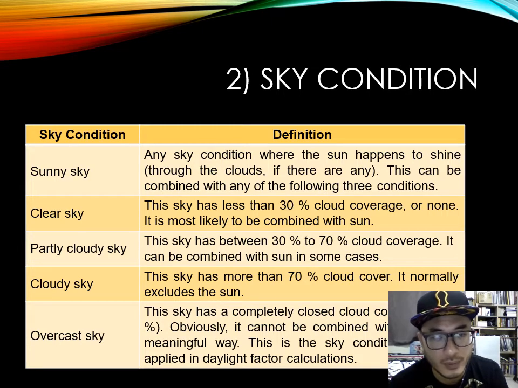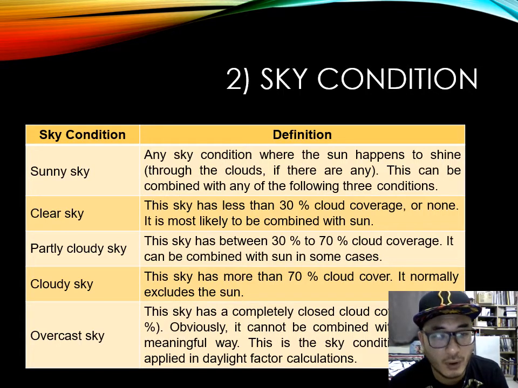Number 2, partly cloudy sky. This sky has between 30% to 70% cloud coverage. It can be combined with sun in some cases. Number 3, cloudy sky. This sky has more than 70% cloud cover. It normally excludes the sun.